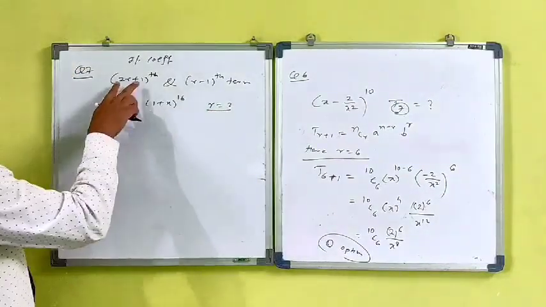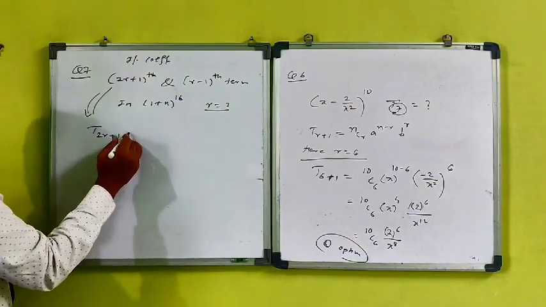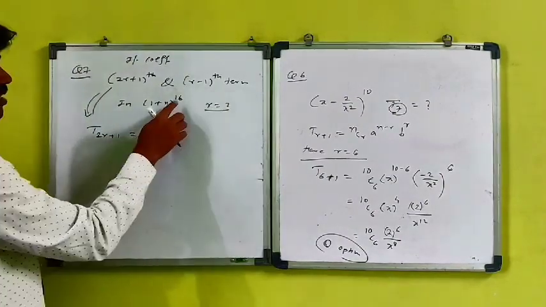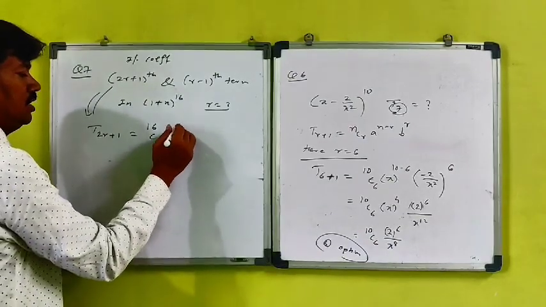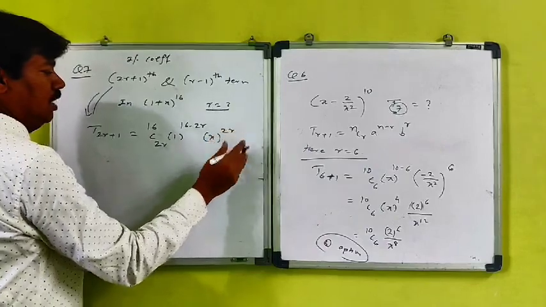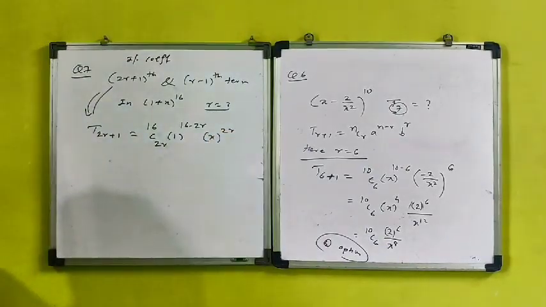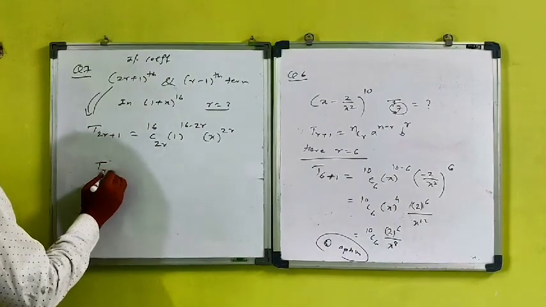So again, the r plus 1 term. So what is T of 2r plus 1? It is nCr. Here n is 16, so that is 16C2r, 1 raised to 16 minus 2r, and x raised to what? 2r. Like this. And then this one, so that is T r minus 1.